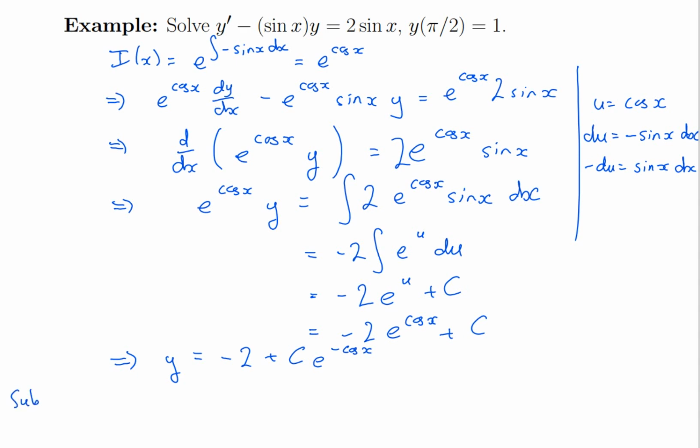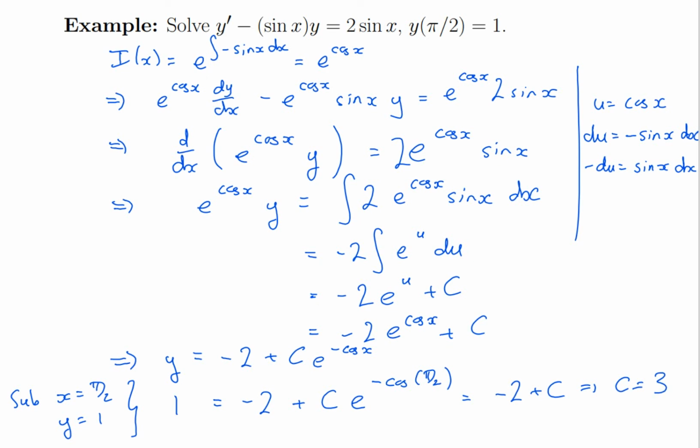If I substitute in x equals pi over 2, y equals 1, I get 1 is equal to minus 2 plus c e to the minus cos pi over 2. Cosine of pi over 2 is 0, e to the 0 is 1, so I get minus 2 plus c. 1 equals minus 2 plus c, so c is equal to 3. So the explicit solution is y is equal to negative 2 plus 3 e to the minus cos x.